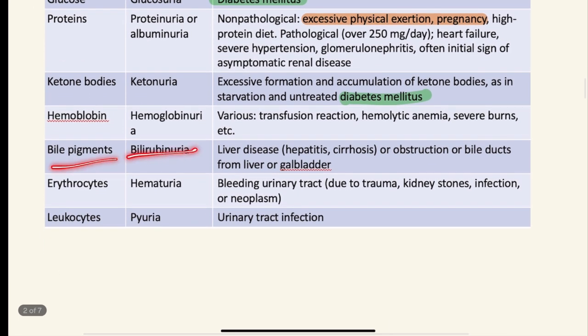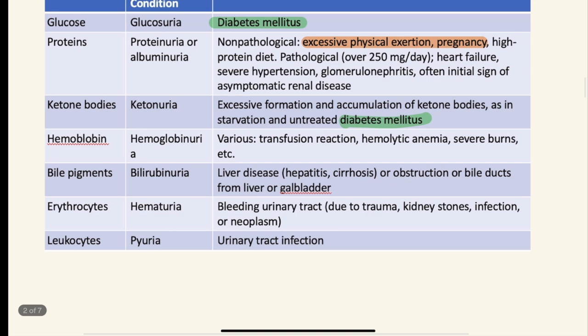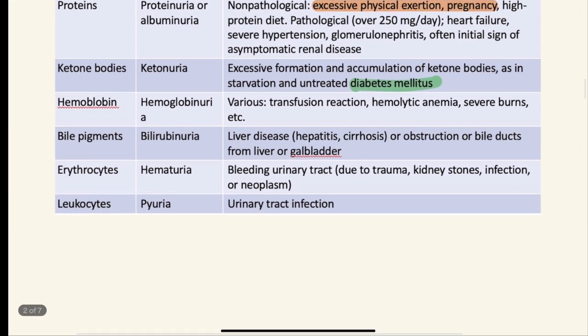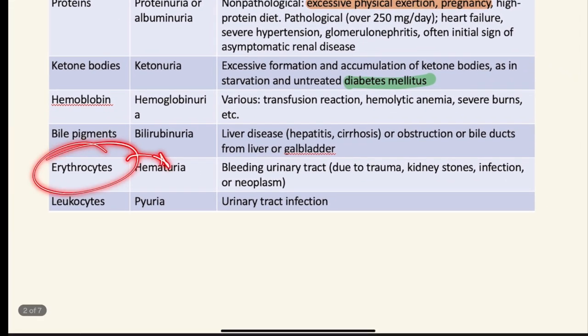Okay, bile pigments, bilirubinuria, so easy. The name suggests the condition. This would be associated with bile, bilirubin, so liver disease, hepatitis, cirrhosis, or basically obstruction of the bile ducts. Again, relates to the blood chapter, so to make it easier. Erythrocytes, hematuria, okay?